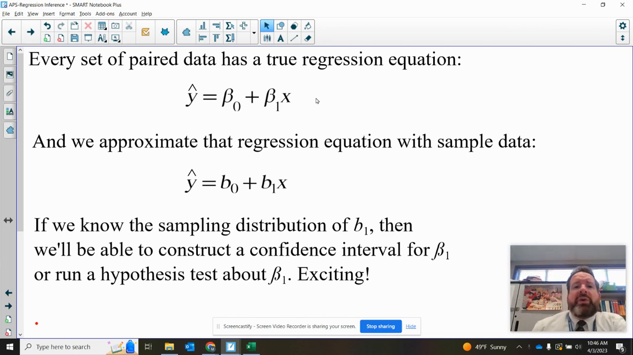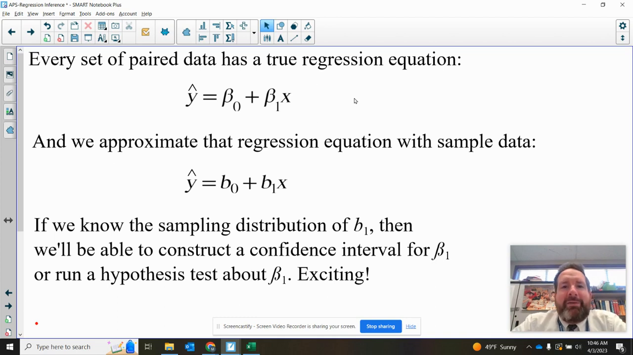All right, here's the basic gist. If you were able to measure every possible XY pair from a population of paired data, every one of them, so you get the entire population taken care of, there would be a regression line that would have a y-intercept of, this is a Greek beta, beta naught, and a slope of beta 1.